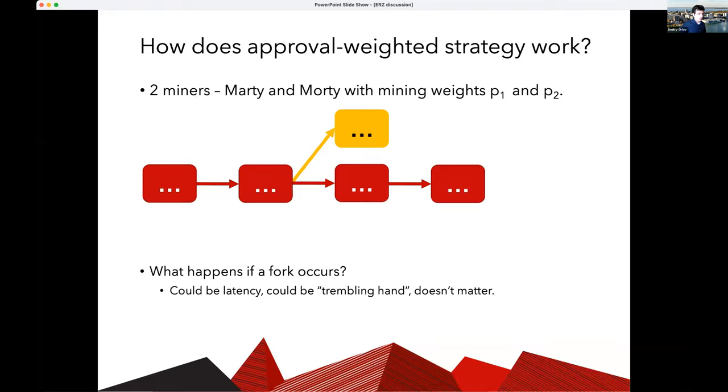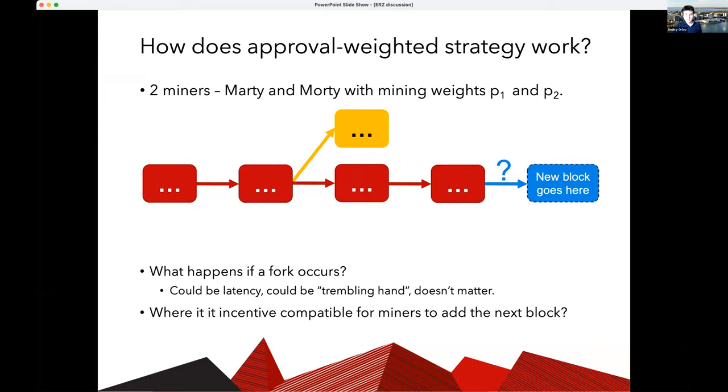And this is what the authors highlight: it is important to understand what happens if there happens to be a fork. So where do we add the next block? The longest chain rule would prescribe that we basically ignore this fork and just continue adding blocks along the longest chain. But because there are transfers and payoffs and Bitcoin is worth a lot of money, it's not so clear.